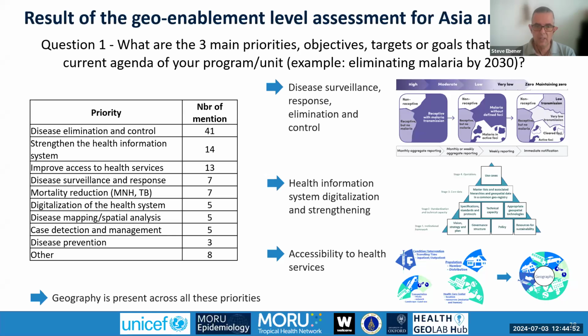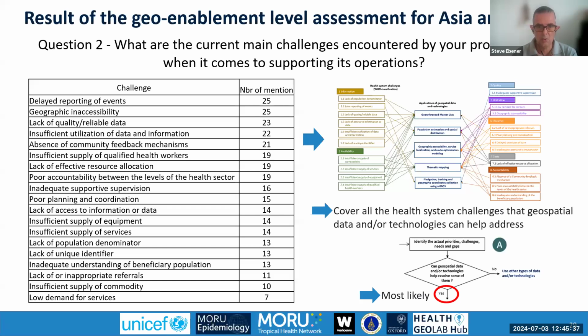So geography is not only present across these three groups of priorities at the top of the list, but it is actually present also in the other ones that are listed. And some of you have clearly mentioned the mapping and even the spatial analysis of certain diseases as being a priority for your own program or unit. So this was the first question in this HIS geo-enablement level assessment questionnaire. The second one was looking at the main health system challenges faced by these same programs.